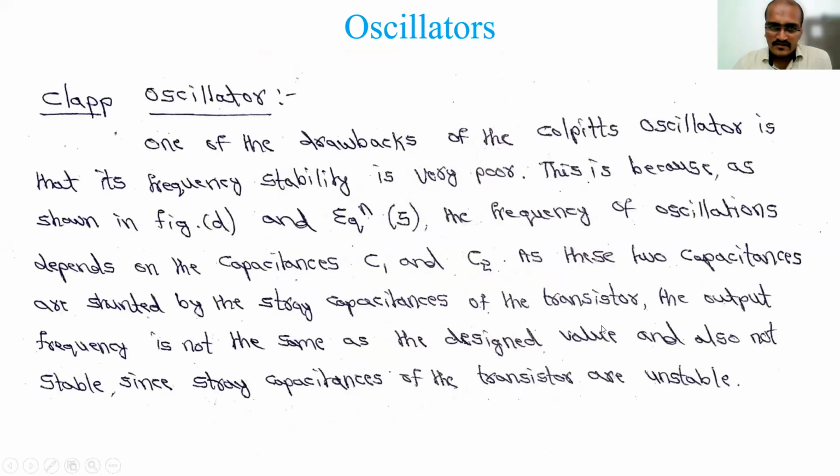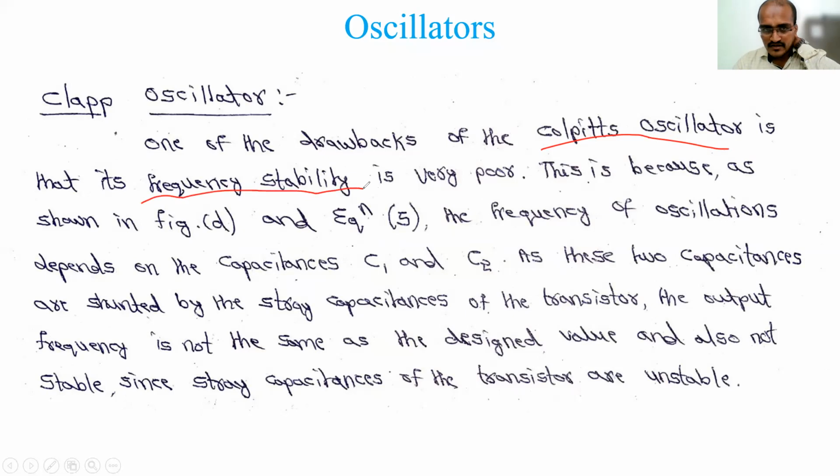Next there is a variant of the Colpitts oscillator we will discuss, called the Clapp oscillator. There is one of the drawbacks of the Colpitts oscillator, and to overcome that, this oscillator was named. One of the drawbacks of the Colpitts oscillator is its frequency stability. Frequency stability is more important. Even in the lab you will suffer this.